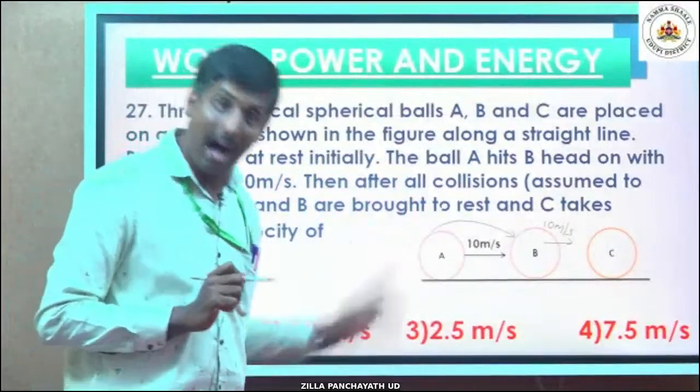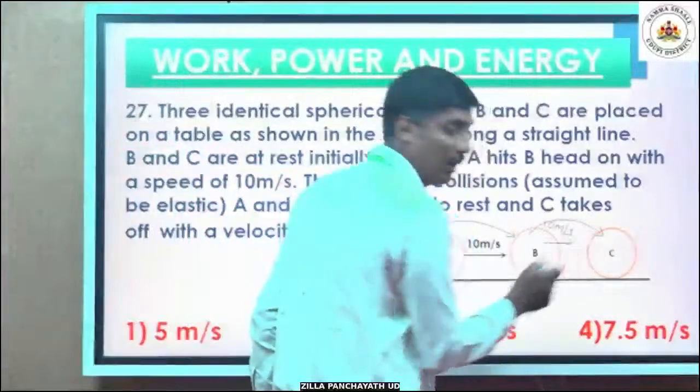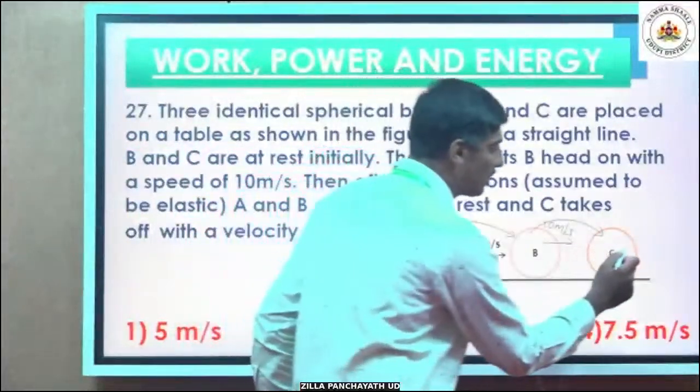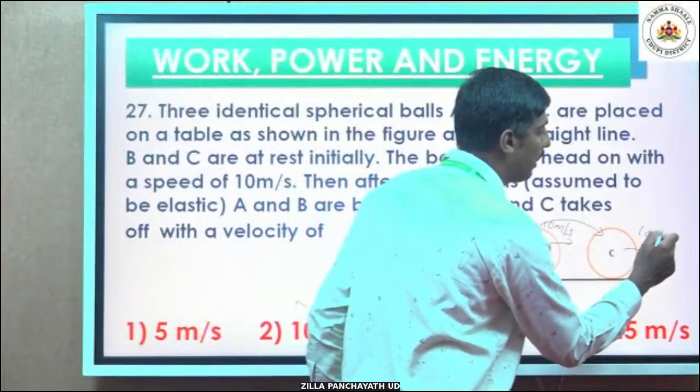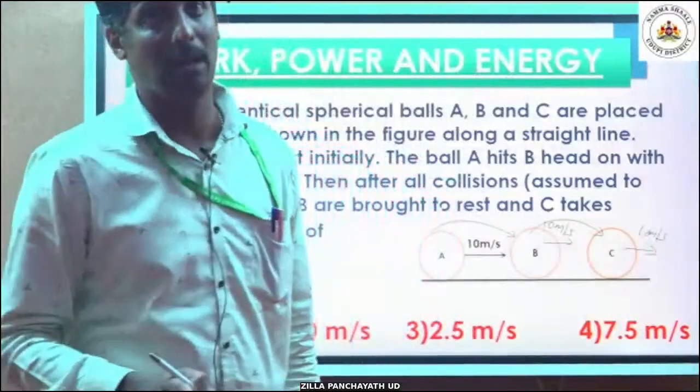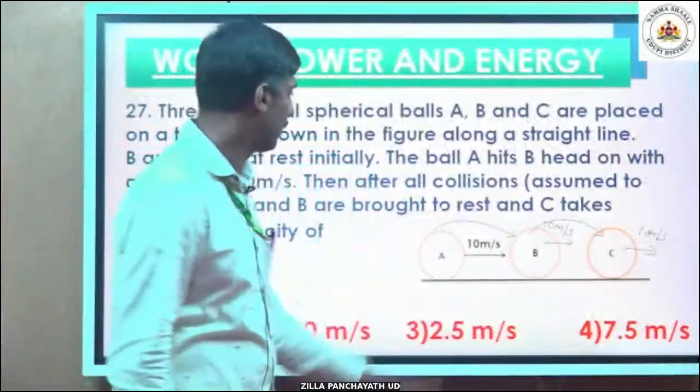Clear? Okay. Then this goes and hits this one. Then this comes to rest. Now what is the speed of C? That also is 10 meter per second. When does this happen, children? Only when the collision is elastic and the masses are the same. Okay? Right? That is the question.